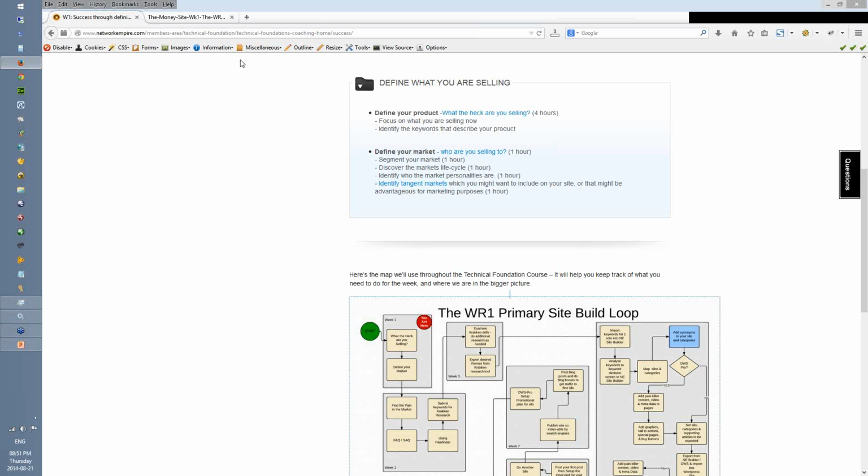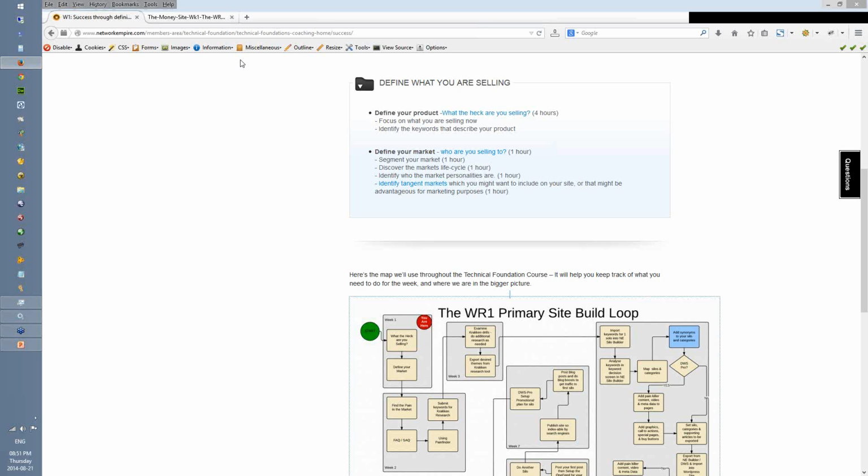Okay, then we're going to define our market and segment it. We're going to discover the market life cycles, and then we're going to identify who our market personalities are. And when we're doing all this, what we're trying to isolate is essentially what are we selling, who are we selling it to, who are these people, what do they look like, where do they live, how much money do they earn, and what's the best way to actually communicate with them.